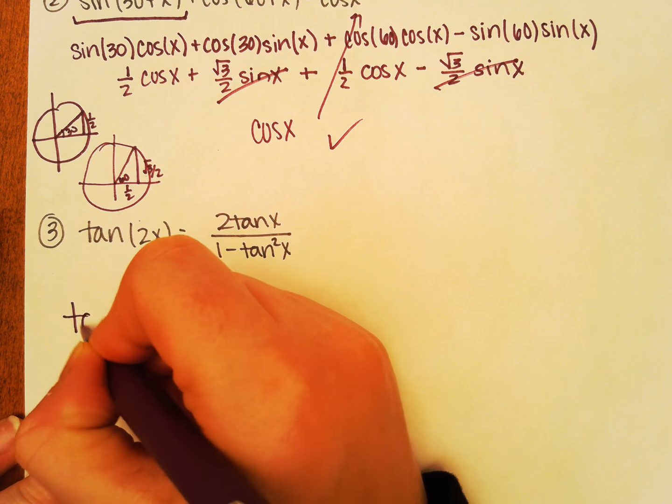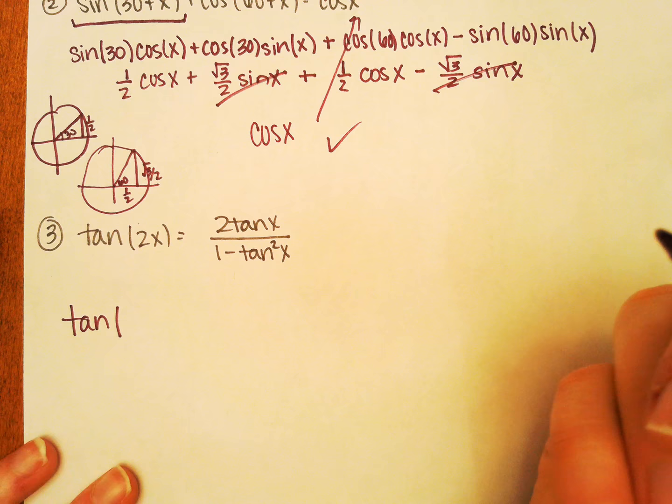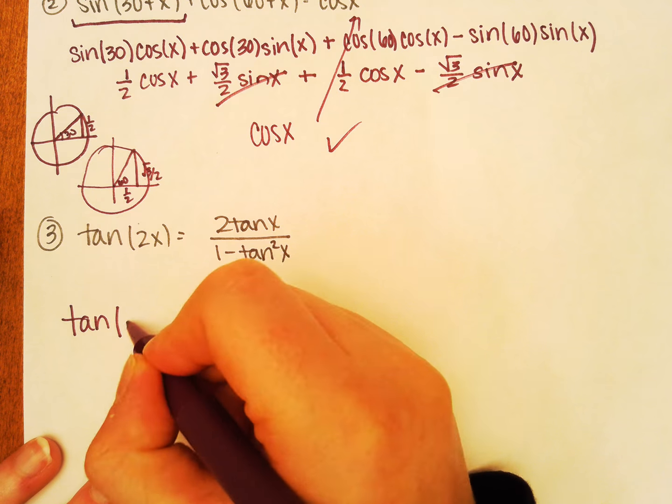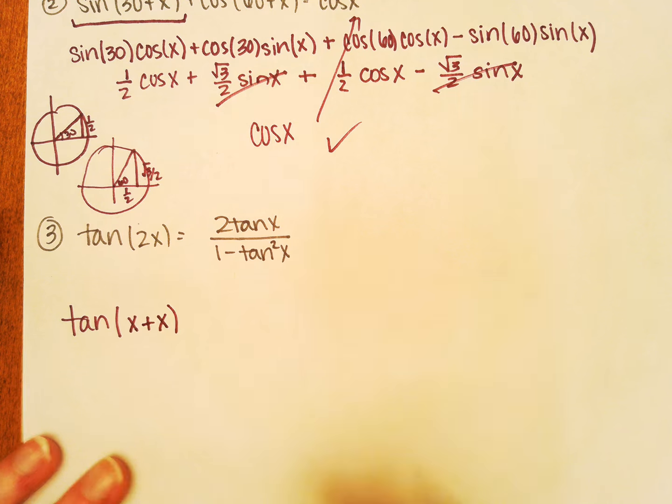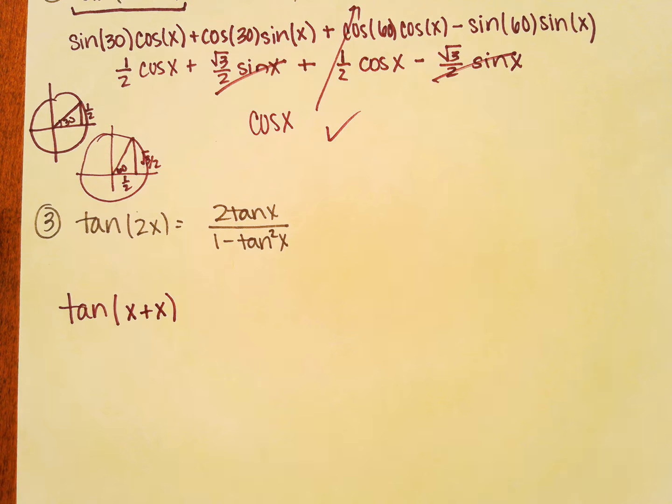So that's a little bit of a trick. Instead of writing 2x, I'm going to write 2x as x plus x. X plus x is really 2x, so I'm allowed to do that. I'm allowed to break this up, so instead of 2x, instead of 60 degrees, I can write it as 30 and 30, and that's fine.